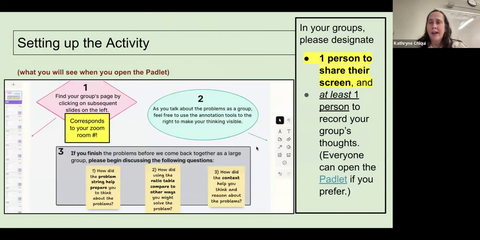So when you are put into your breakout rooms, I would recommend that you have at least one person sharing their screen and at least one person recording. If everyone is able to open the Padlet on their own and you want everybody to be able to jump in and do it, by all means, go for it. However, if you have people in your group that might not be as comfortable on this platform or navigating Padlets, then I would encourage those that do feel more comfortable to help lead.